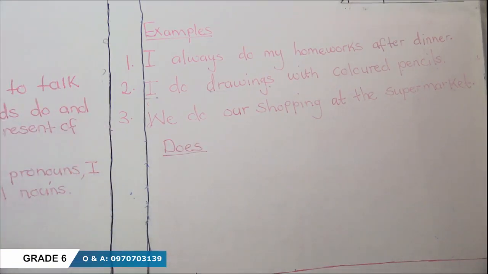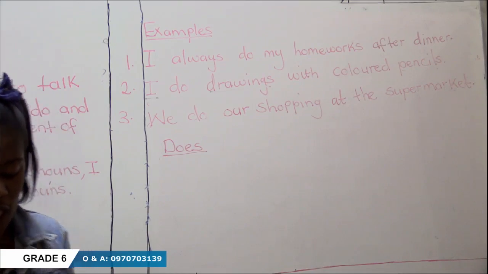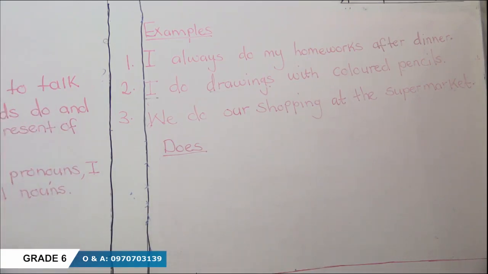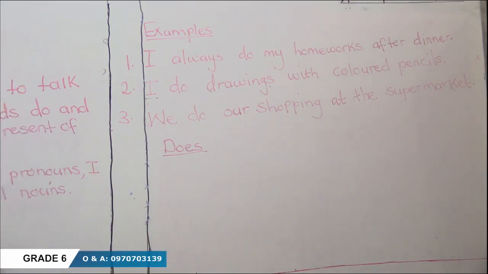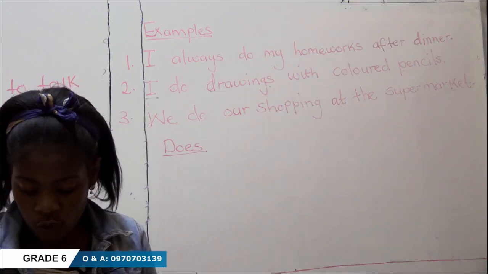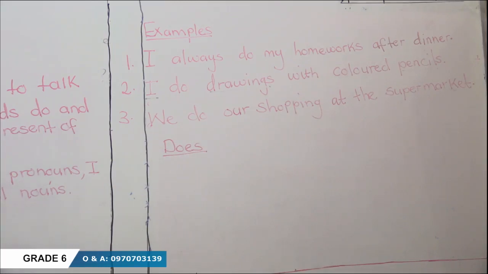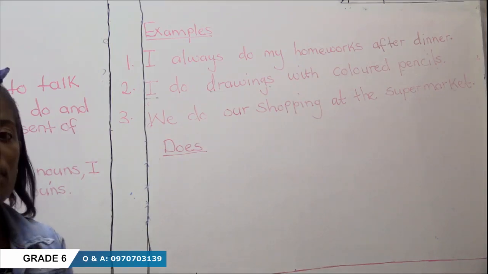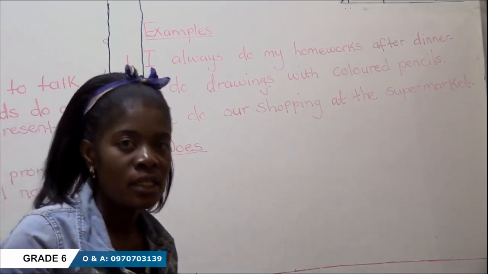How do we use this verb? Does. Okay, we use does with the pronouns he, she, and it, and with a singular noun, meaning we are talking about just one thing. But for do, we say plural noun, meaning we're talking about three or four things, more than one.